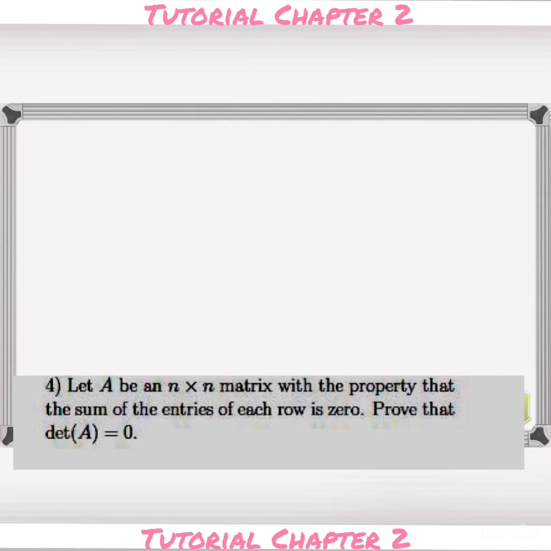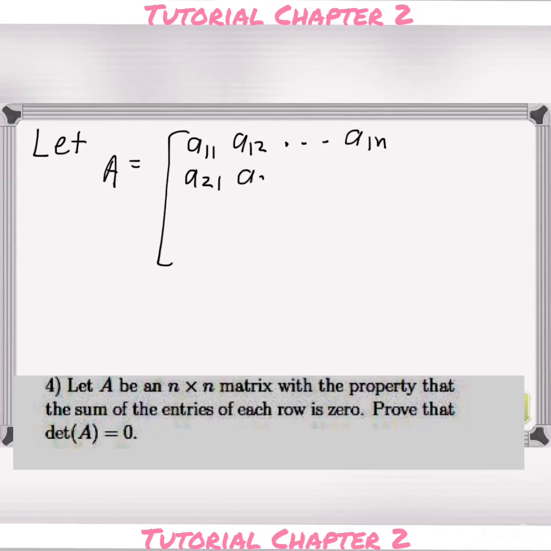Now, what does it mean for the determinant of a matrix to be 0? It means the matrix is not invertible. So if a matrix has a 0 determinant, it means it is not invertible, and vice versa. So we're just going to define the matrix A with these entries, A1n, up to the nth row.